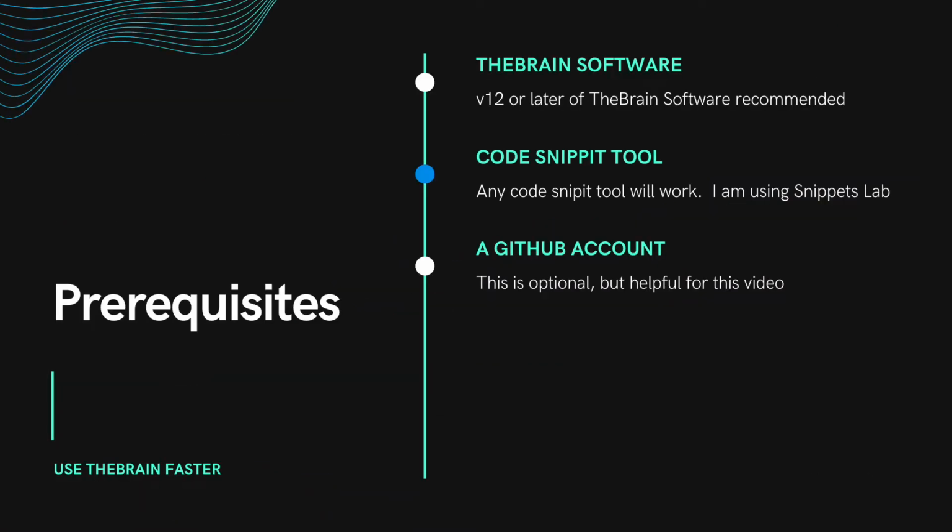As usual, let's start with our prerequisites. First, of course, you're going to need TheBrain Software, version 12 or later. I'm doing my demonstration on version 13, but 12 should do. You're going to need a code snippet tool. I'll show you the one I'm using, but any code snippet tool will do. And you should probably have a GitHub account to back these things up. You don't have to, but we'll talk about that more later.